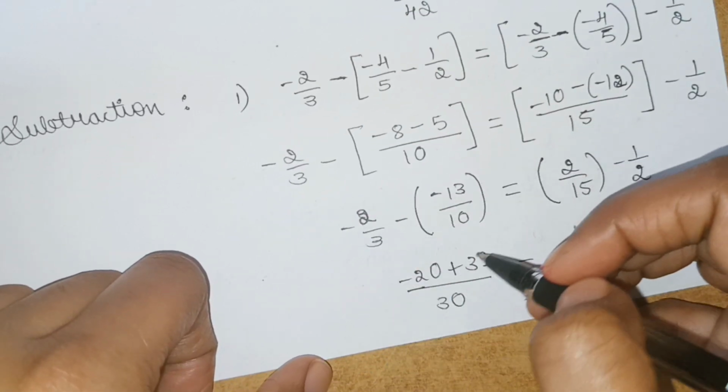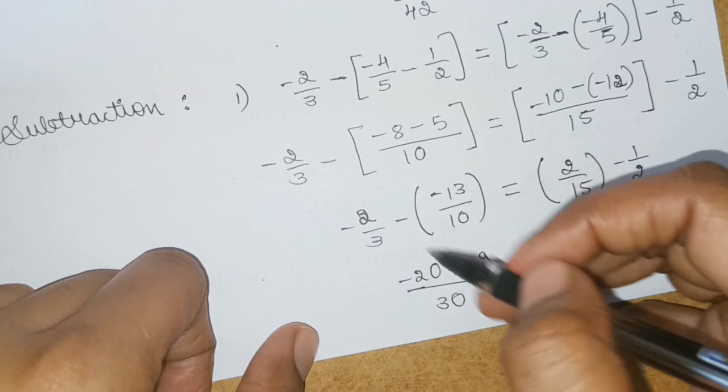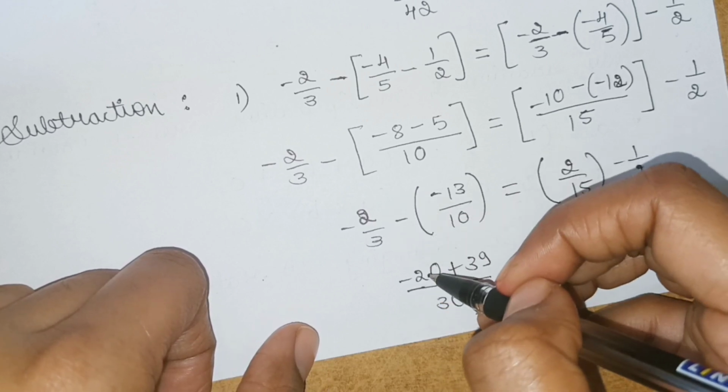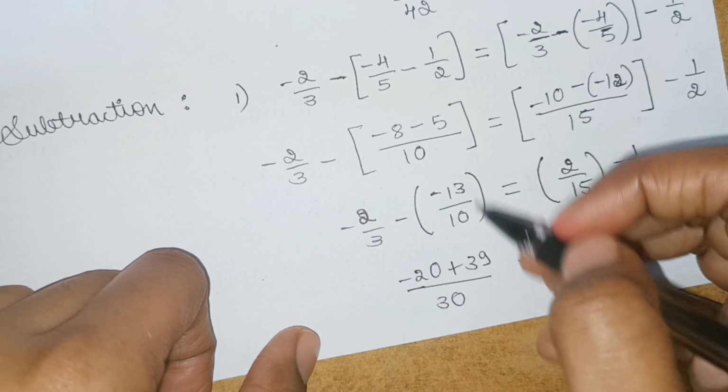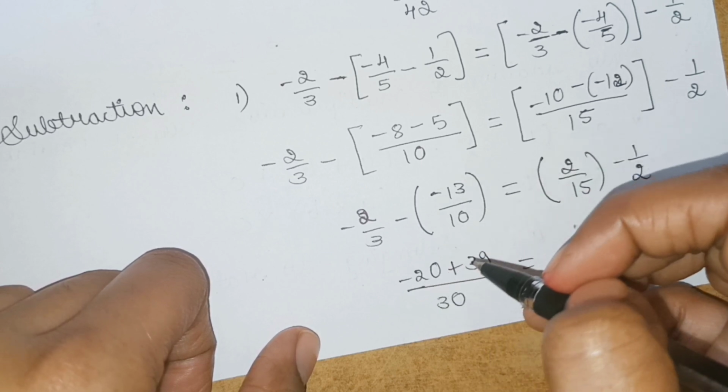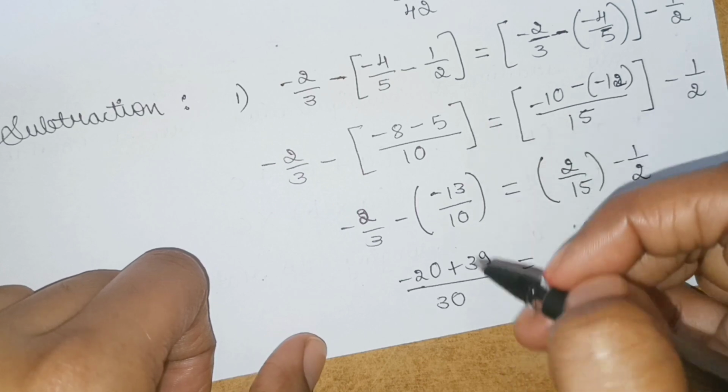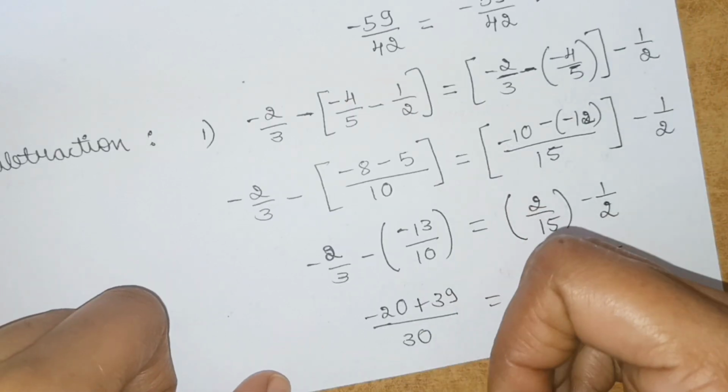Now let's solve this. 3 and 10 is 30. 3 10s are 30, 10 2s are minus 20. Minus into minus is plus. 10 3s are 30, 3 13s are 39. So minus 20 plus 39 is 19 by 30. Here LHS is 19 by 30.